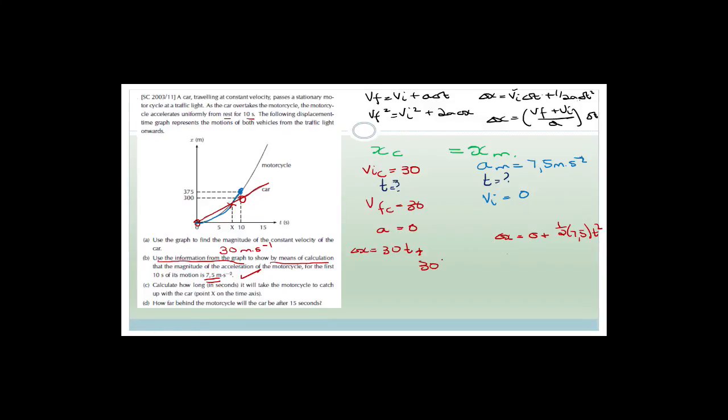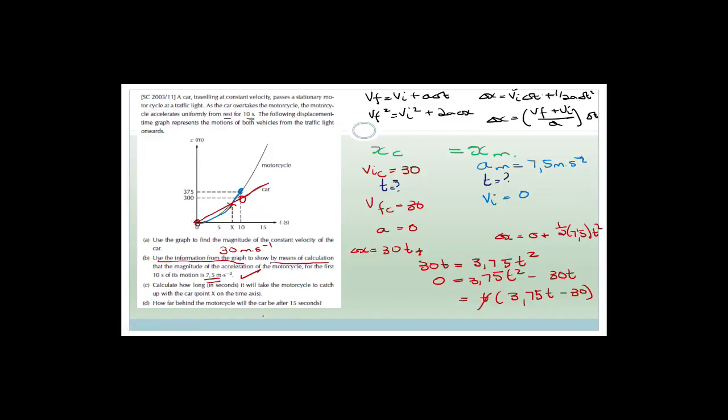So we can go 30t is equal to 3.75t squared. Okay, so therefore, obviously, we're going to have 0 is equal to 3.75t squared minus 30t. But obviously, we have to take out a common factor of t, and we're left with 3.75t minus 30. That obviously goes away because we know that they both pass each other when the t was 0. But now we need to find the other t.